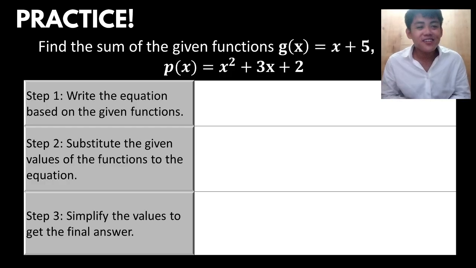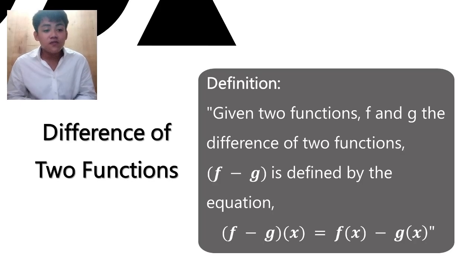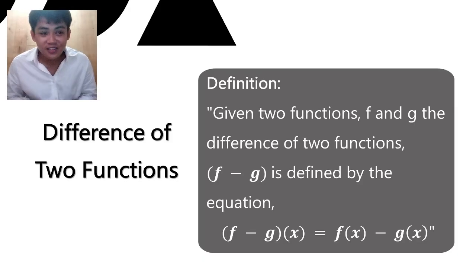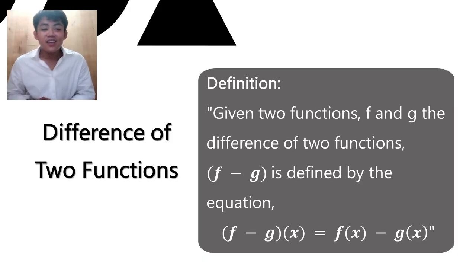Okay, very good. Class number 23, you have performed well in the example. It seems that you have understood what I have discussed earlier. So, is there any questions or clarifications with regards to this one, class? None so far, sir. Okay, very good. So, since there are no questions, let's proceed to the next operation, which is the difference of two functions. So, given the two functions f and g, which is defined by the equation f minus g of x is equal to f of x minus g of x.